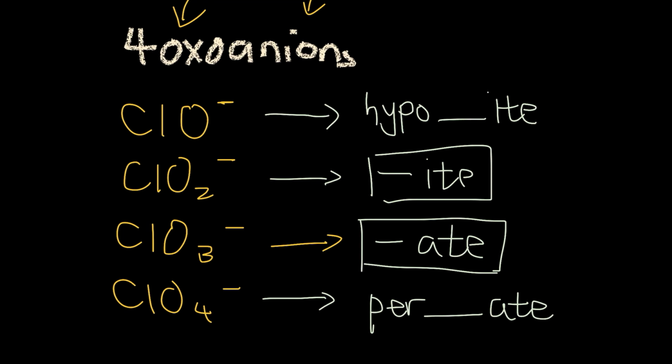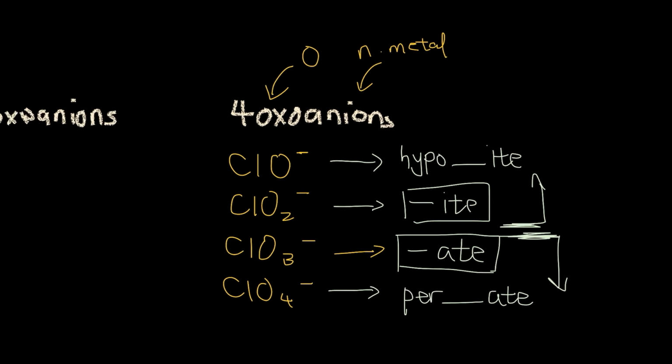So for example, if this were bromine instead of chlorine, we would say hypobromite, bromite, bromate, and perbromate. If it were iodine, we would say hypoiodite, and I think you get the idea. So when it's 2, we base it off of ite, and then add hypo for 1. And if it's 3 and more, we base it off of ate and add per. So that's your family of 4 oxoanions.